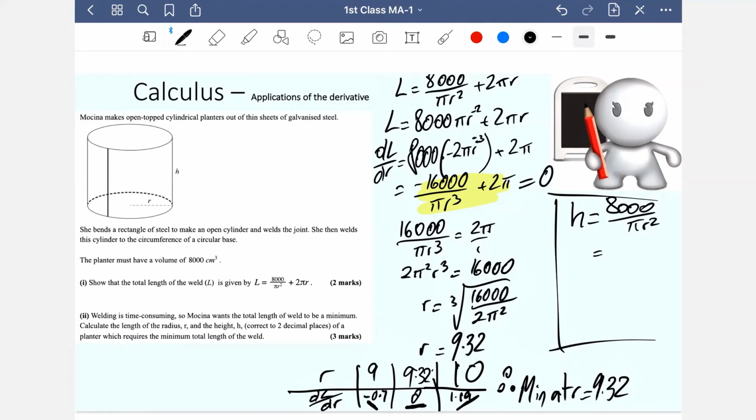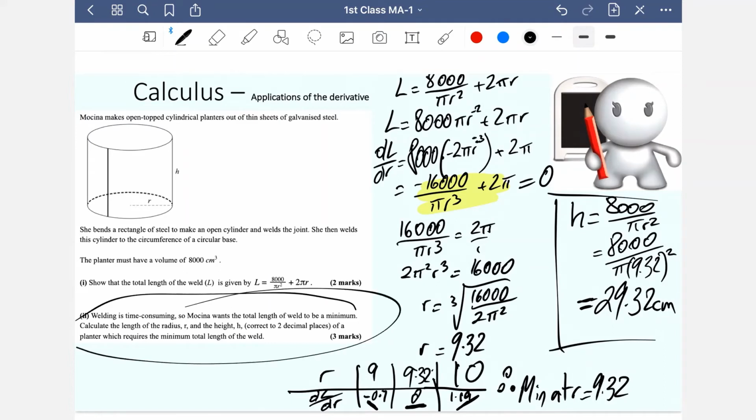Okay, so go back and have a look at the solution for part 1 that I wrote previously. Okay, so 8,000 divided by pi times 9.32 squared. Okay, and that's going to give us a value of 29.32 centimeters. And that's the whole question answered. Look, just a word of advice once again: when you think you've got a solution, always go back and reread what the question is asking you and see if you have answered everything that they're asking.